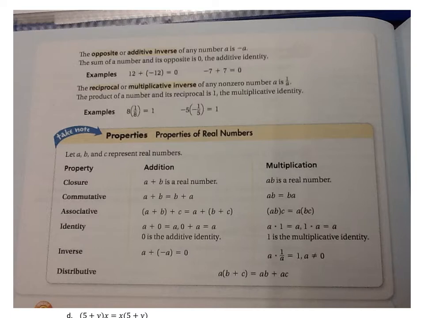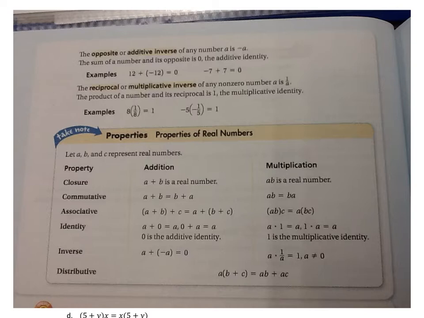Distributive property. A times the sum of B plus C. I'm going to distribute. I'm going to multiply. Everything that's outside the parentheses gets multiplied by what's in front of the parentheses. So A times B plus A times C is the answer.